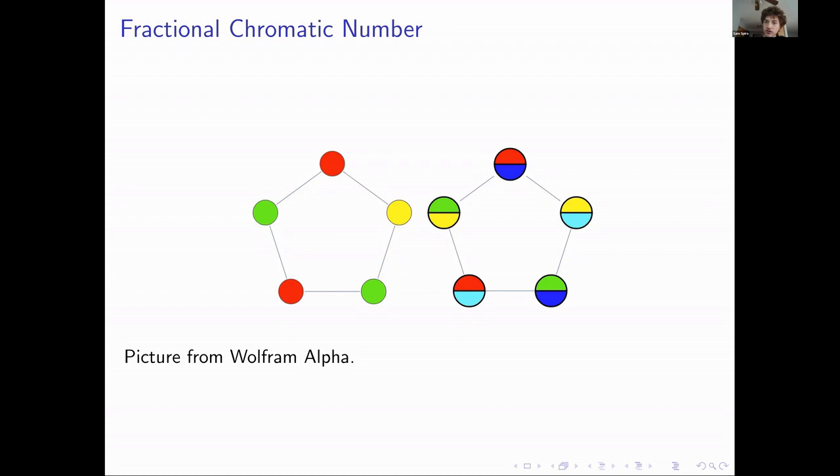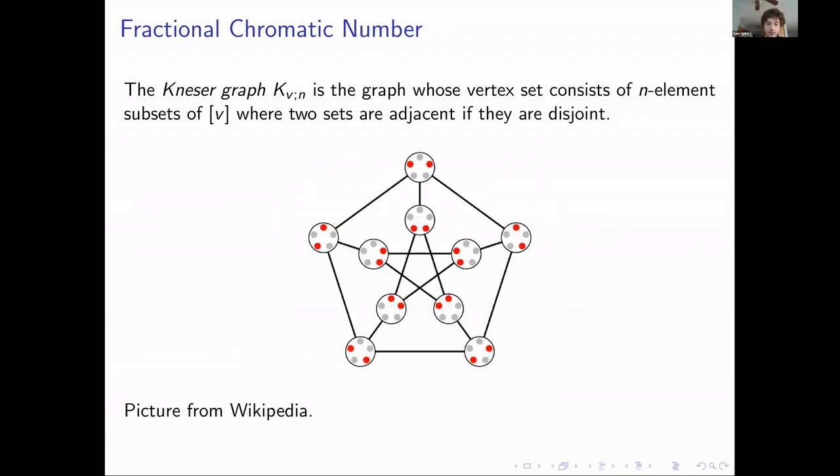The perspective we're going to take for the rest of the talk is in terms of homomorphisms to Kneser graphs. So Kneser graphs, which I'll denote by K(v, m), are graphs whose vertex set consists of all m-element subsets of some ground set of size v, where two sets are adjacent to each other if and only if they are disjoint. For example, here I have a picture of K(5, 2). So each vertex is a 2-element subset of some 5-element ground set, and two vertices are adjacent to each other if and only if the corresponding sets are disjoint from each other.